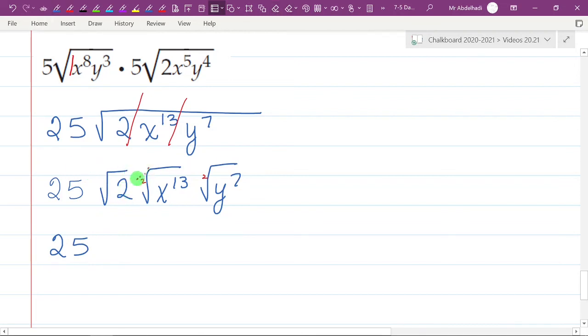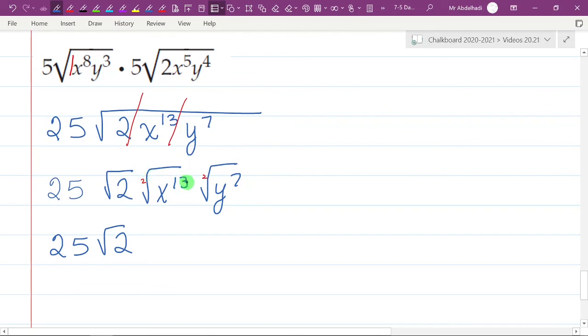Well, here's the thing. It's a power of 1, right? And this is a 2. If this number is lower than this number, then you can't do anything with it, right? And you can't factor tree it either. So it's just going to stay as square root of 2. Radical 2. That's not going anywhere. 13, however, 13 doesn't divide by 2. 13 divided by 2 doesn't work.